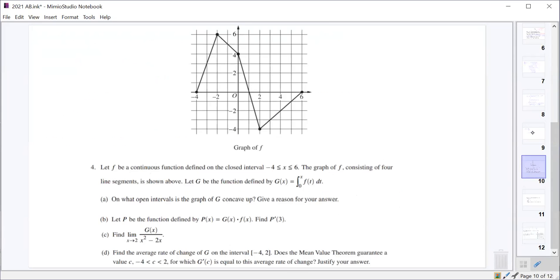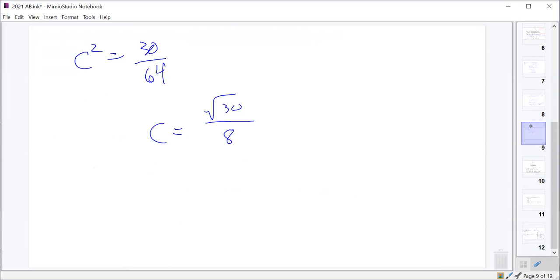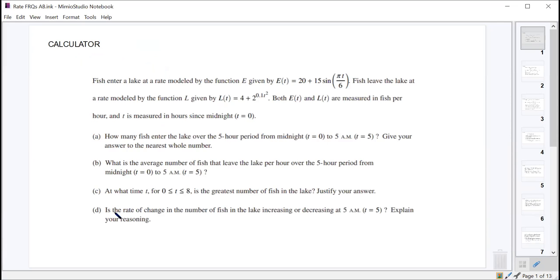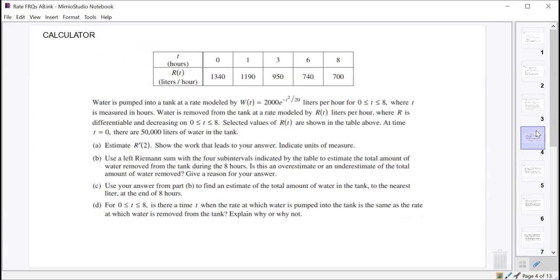Let's do a couple of rate problems now then. What rate problems did I already ask you guys to do? 4 and 5? Water being pumped into the tank right here. I don't think they can see it. No, that's not the one I wanted. There we go. This one.